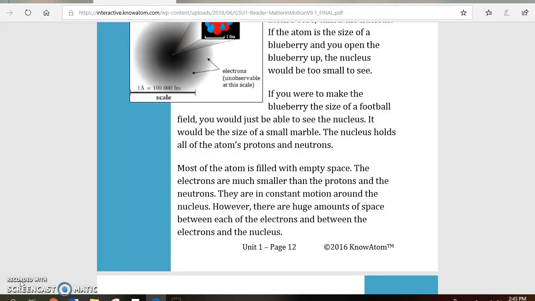Most of the atom is filled with empty space. The electrons are much smaller than the protons and the neutrons. They are in constant motion around the nucleus. However, there are huge amounts of space between each of the electrons and between the electrons and the nucleus.